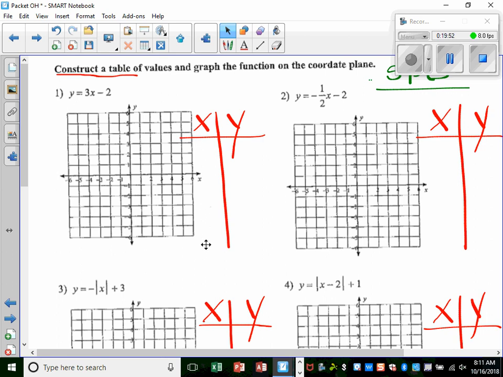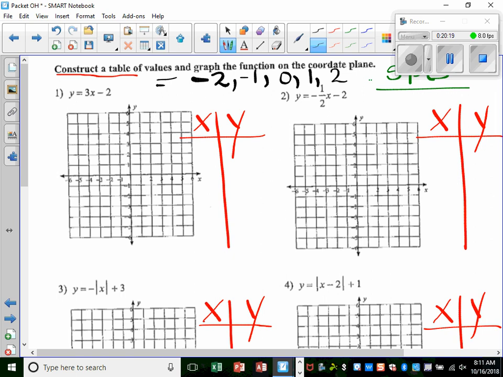Now, there are some standard x values because you always like to have positive numbers, negative numbers, and 0 if possible. So this is what I'm going to say at the top of this page. Okay, so your standard X values would be -2, -1, 0, 1, and 2.